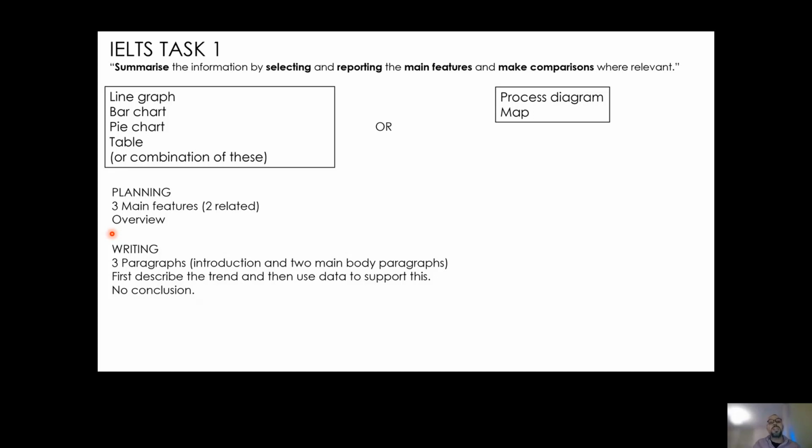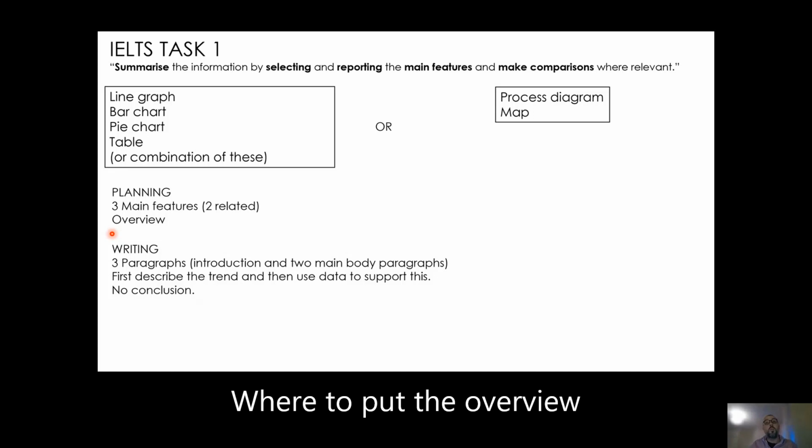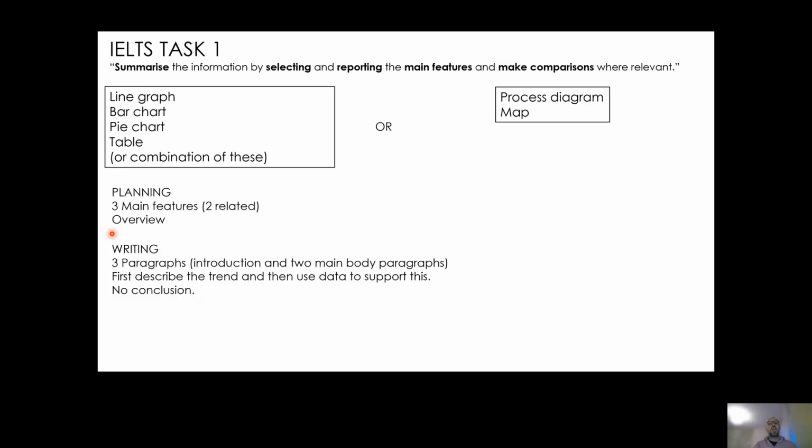I always advise putting the overview at the beginning, because if you don't complete an overview within that 20 minutes, and you run out of time, you're going to be penalized for not having an overview. So if you put your overview there at the beginning, even if you run out of time to talk about one of your features, you're not going to lose so many points. Okay, let's look at some examples and see how we plan this IELTS Task 1 processes question.